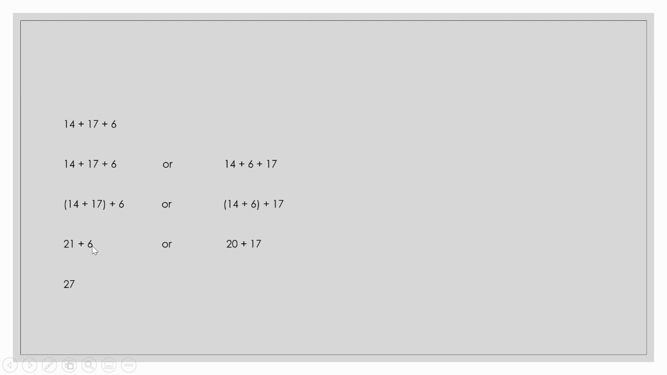14 plus 17 equals 31, plus 6 equals 37. The second one, 14 plus 6 equals 20, plus 17 equals 37. Both equations give us the same answer, but the order in which we do it is different. 14 plus 6 is easier to solve than 14 plus 17. So most people will use the second route. So while both are valid, the second one is simply easier to do. And notice how we changed the order, because we know that it's going to be the same result, no matter which way we decide to go with it.